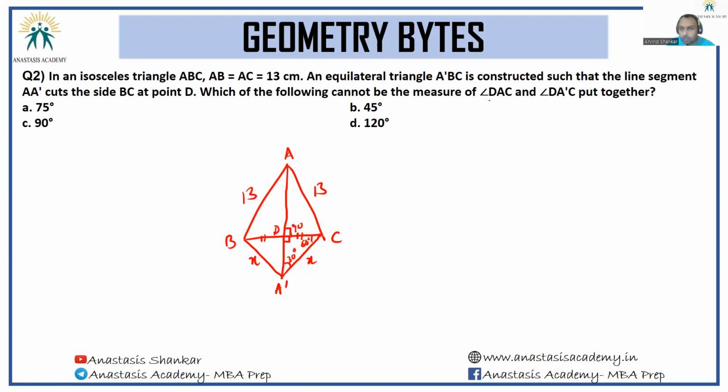Which of the following cannot be the measure of DAC? DAC I know to be 30. And DA dash C put together. Oh, sorry, not DAC is 30, DA dash C is 30. Now DAC, I see this one, 120 degree. DAC would have to be 90 degree then, but I know DAC cannot be 90 because I already have ADC as 90. So this has to be the answer. The sum of DAC and DA dash C cannot be 120.